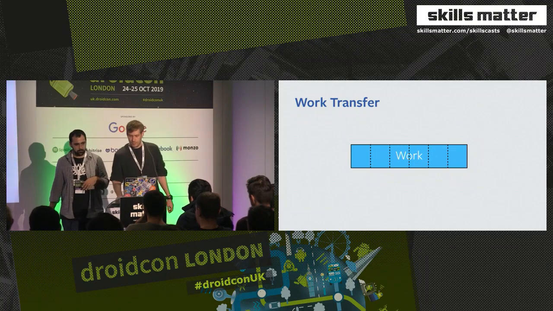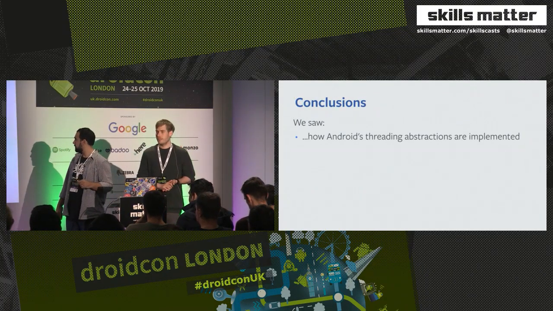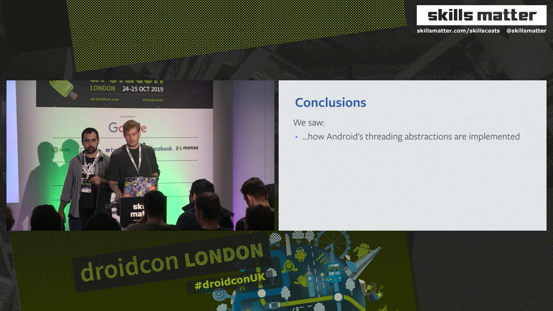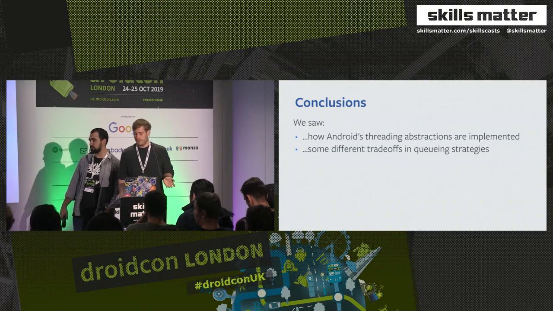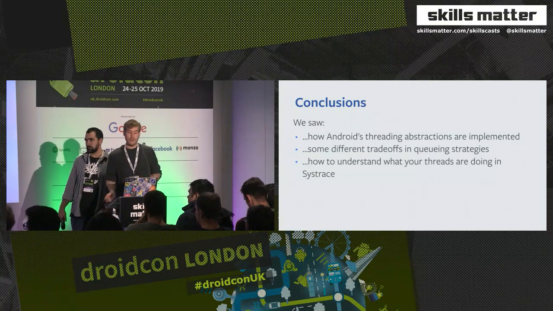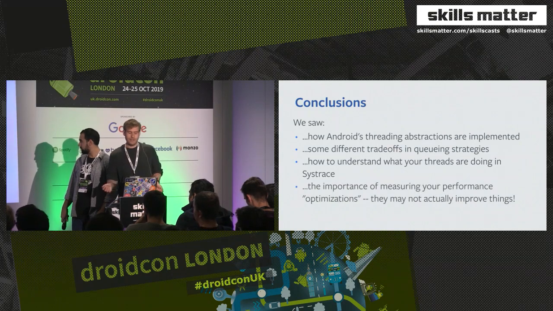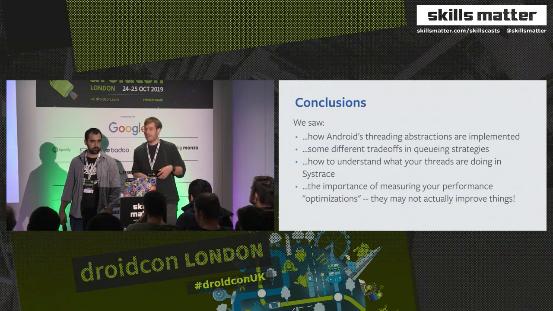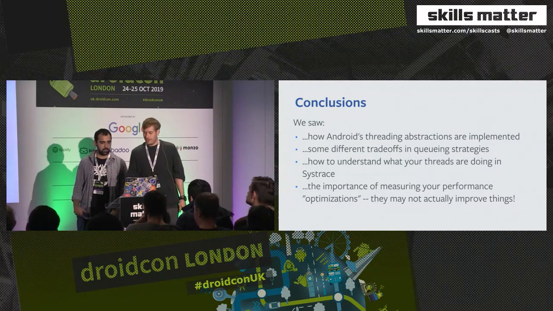Great. So to conclude, we saw how Android's threading abstractions are implemented with a common set of primitives and some of their parallels with coroutines. We saw some different trade-offs in queuing strategies. We saw how to understand what your threads are doing in systrace. And finally, we got a reminder to always measure your performance optimizations, because they might not actually improve things like you think that they will. So thank you very much.